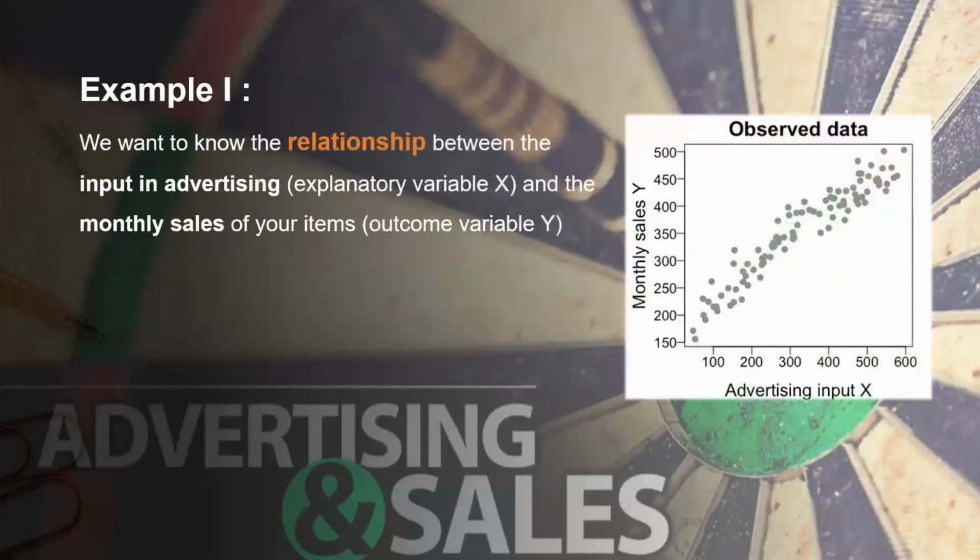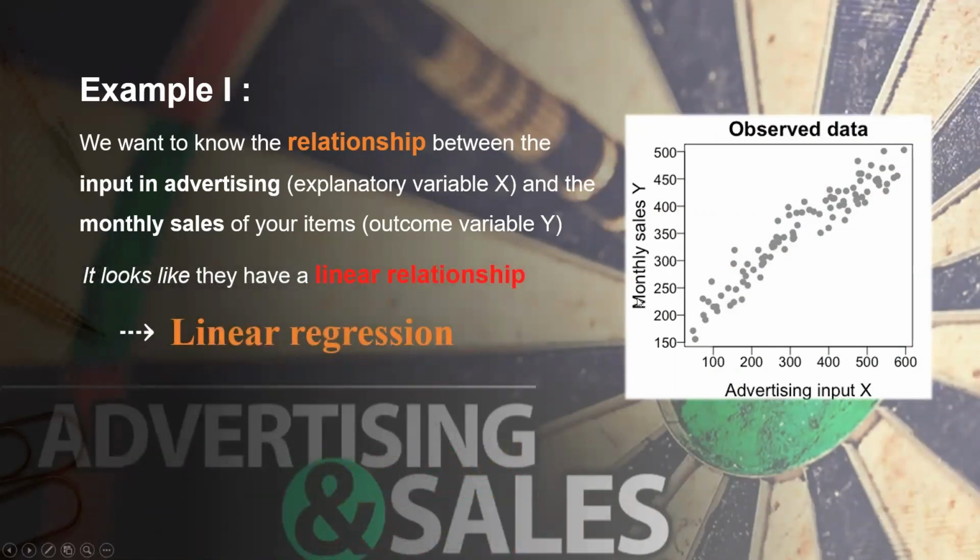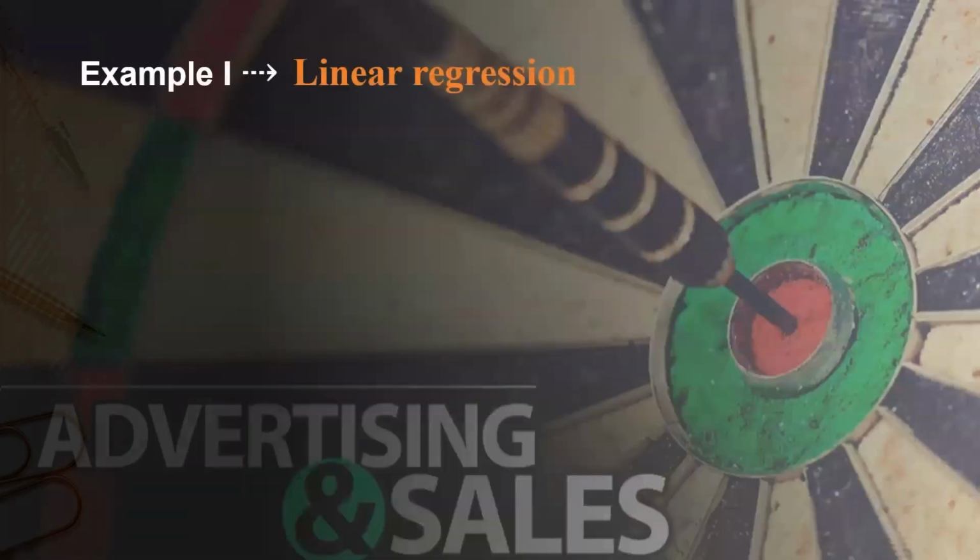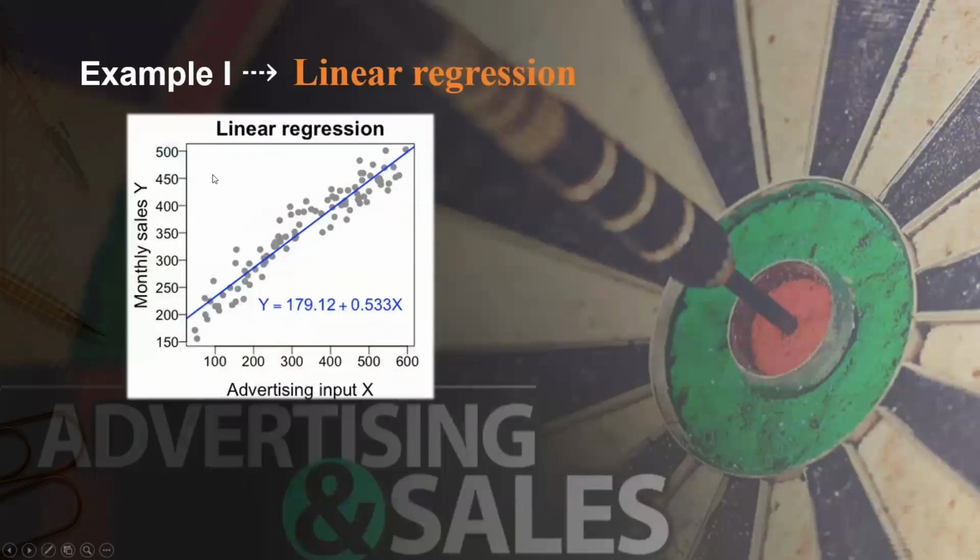So again, let's use the marketing example to illustrate. There are some observed values of advertising input and the corresponding monthly sales, and we plot them in a coordinate system like this. You may guess that they have a linear relationship, so you conduct a linear regression. With the help of the software, we get the results like this, and we present our result by a blue line in the plot. It seems that this blue line captures the relationship well.